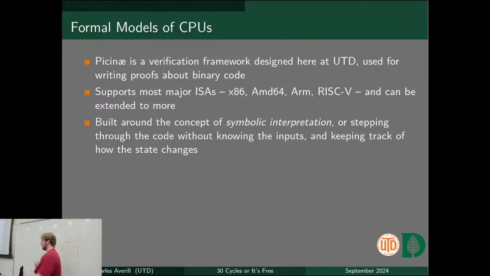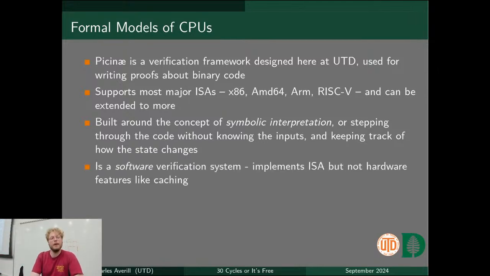Our verification engine deals with symbolic interpretation. This is like the core idea of how we write our proofs. We're basically stepping through the code, but we're not actually running it because we don't have any inputs for it. We just treat everything symbolically. And every time you step, you keep track of how the state changes, and you have to write your proofs according to these symbolic interpretation results and whatnot.